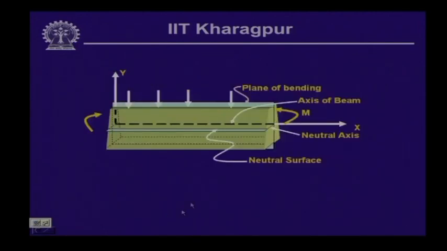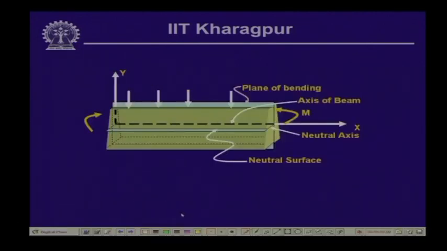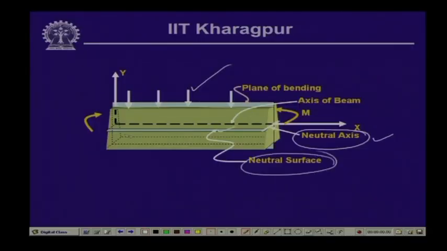Now, this is the diagram we finally get for the segment of the beam. As we have seen, this is the plane of bending along which the load acts. The axis along which the stress is 0 we call the neutral axis, and if we plot the neutral axis for each cross section, we get a surface which we call the neutral surface. This is the neutral surface of the beam plotted here. So, this is the axis of the beam and this is the neutral axis of the cross section.